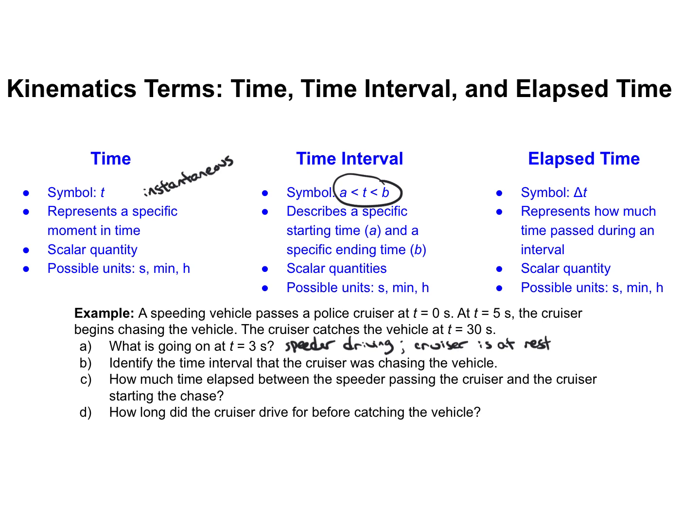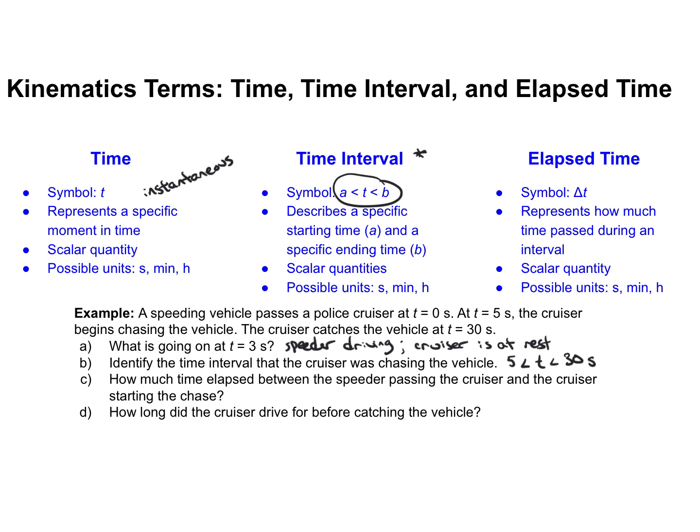B, identify the time interval that the cruiser was chasing the vehicle. So time interval, they're referring to the middle column of notes there. They want me to express between what time and what other time the cruiser was chasing the vehicle. That would be between 5 and 30 seconds. But instead of writing that out as a whole sentence, I want you to get used to this new notation. So I would write it as follows: 5 is less than t is less than 30, and I'll put the units at the end there, seconds. That's the mathematical way to say the time interval between 5 and 30 seconds.